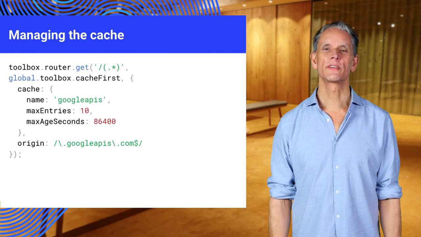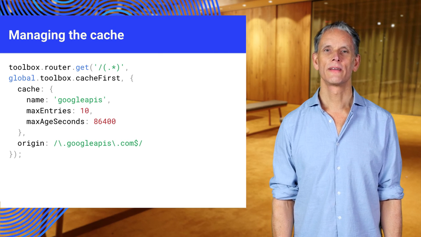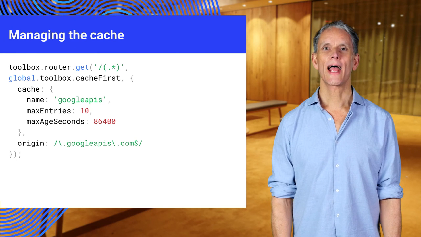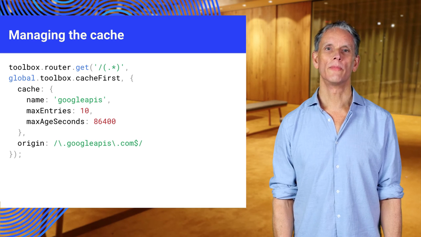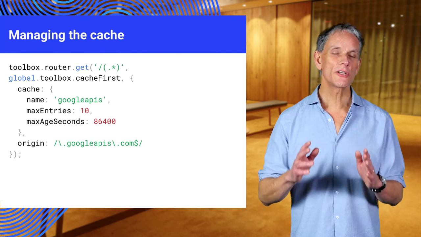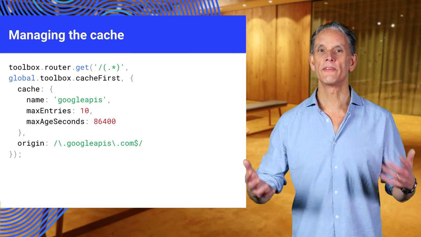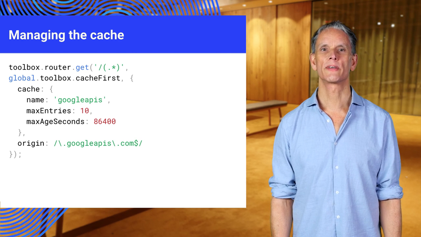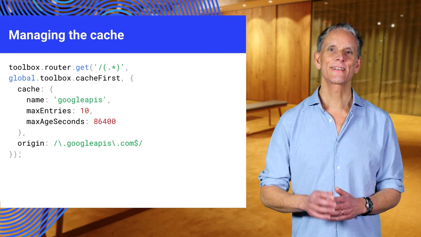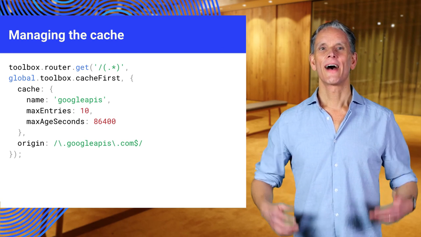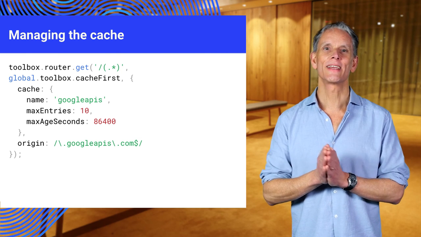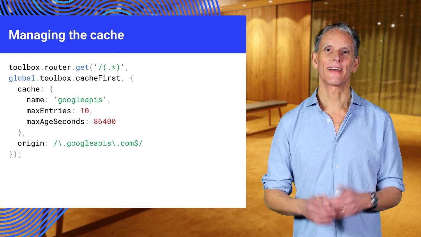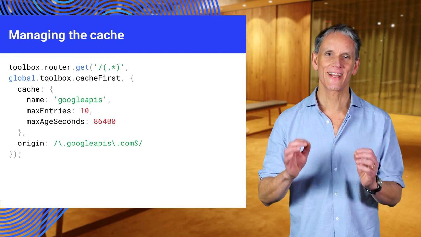SW Toolbox also gives us the ability to control the cache and its characteristics. We can define a cache parameter in the options object. In the example, the express route handles requests to googleapis.com using the cache-first strategy. In addition to handling the origin, we customize the cache itself. We give it a name, Google APIs. We give it a maximum size of 10 items, indicated by the max entries parameter. We set the content to expire 86400 seconds, that's 24 hours, after we've started. Whenever there are more than 10 items in the cache, the oldest items will be purged to make room for the new. Content will also be expired after 24 hours, that's 86400 seconds.